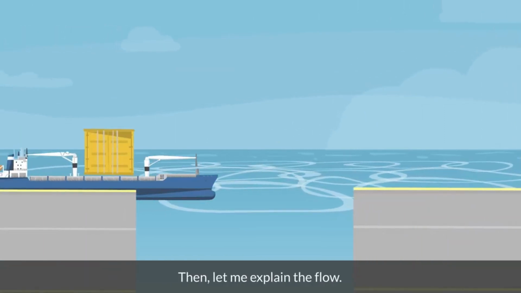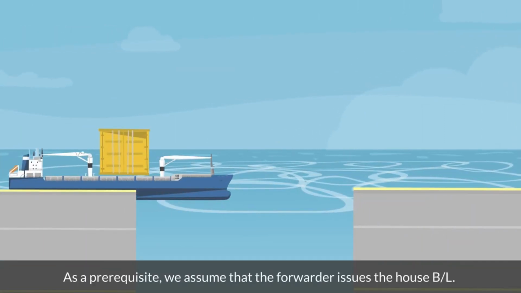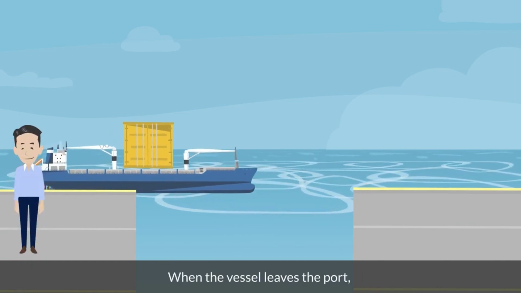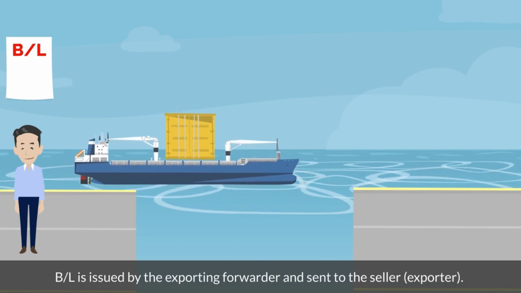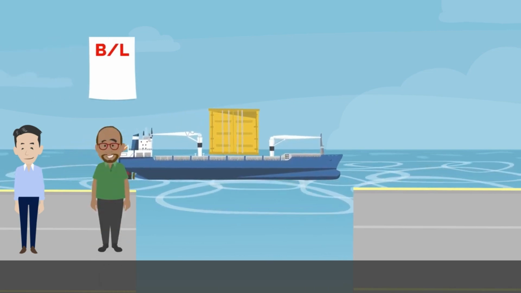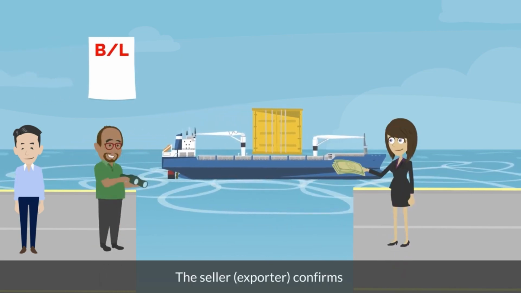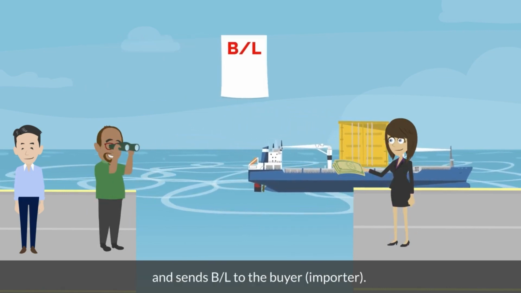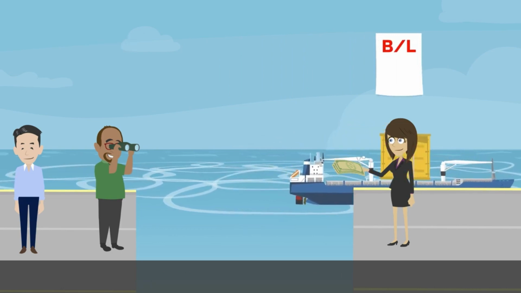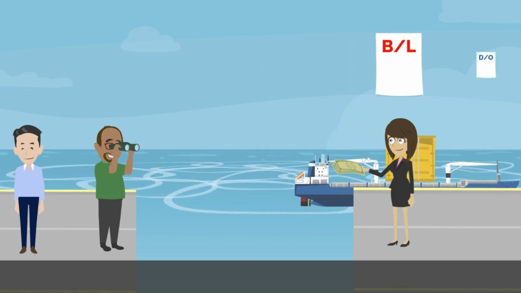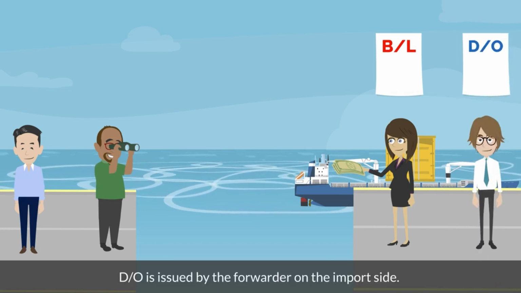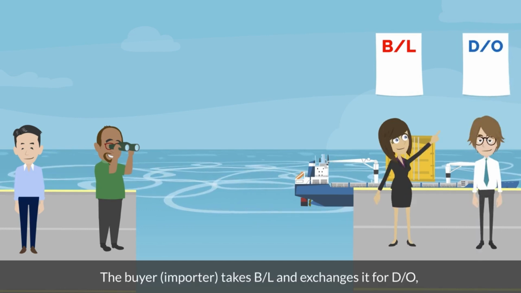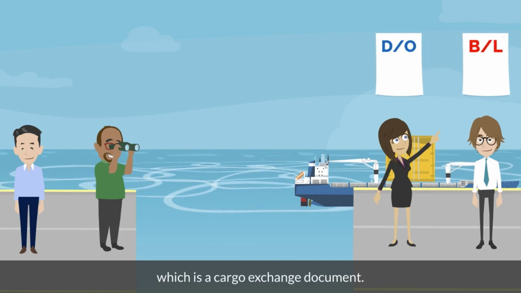Then, let me explain the flow. As a prerequisite, we assume that the forwarder issues the house BL. When the vessel leaves the port, BL is issued by the exporting forwarder and sent to the seller, exporter. The seller, exporter, confirms the receipt of payment for the goods from the buyer, importer, and sends BL to the buyer, importer. When the vessel arrives at the port of import, DO is issued by the forwarder on the import side. The buyer, importer, takes BL and exchanges it for DO, which is a cargo delivery document.